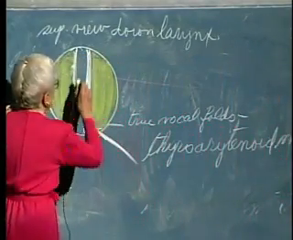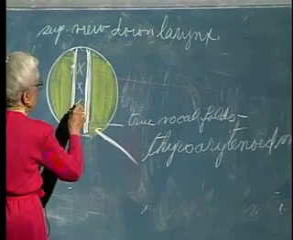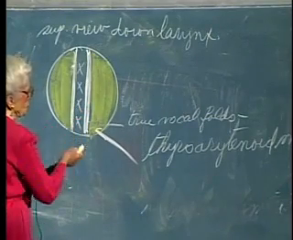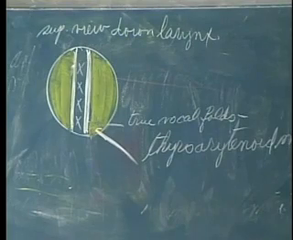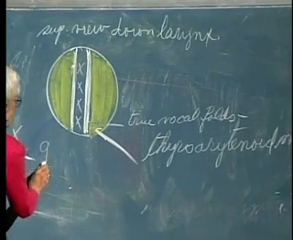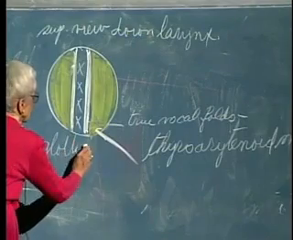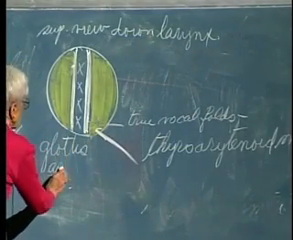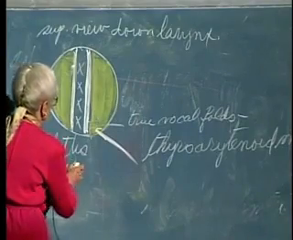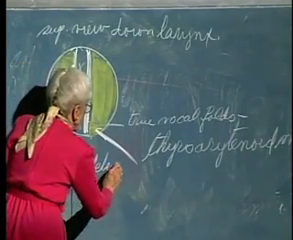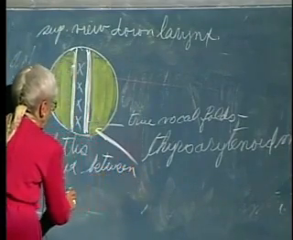And the area between the vocal folds is called the glottis. So our X's represent the glottis, the area between the folds.